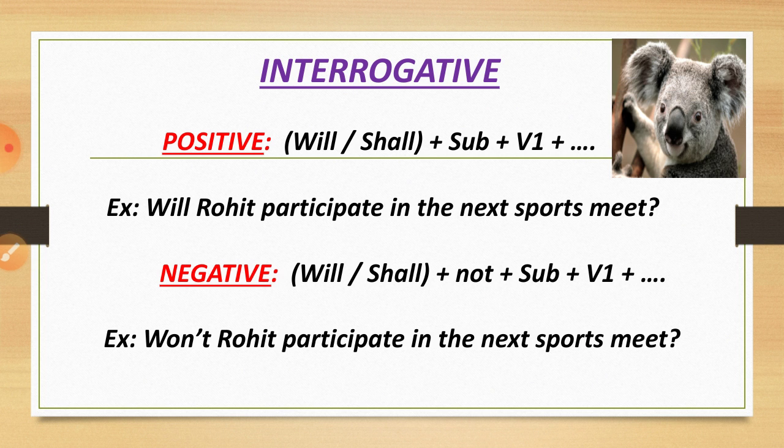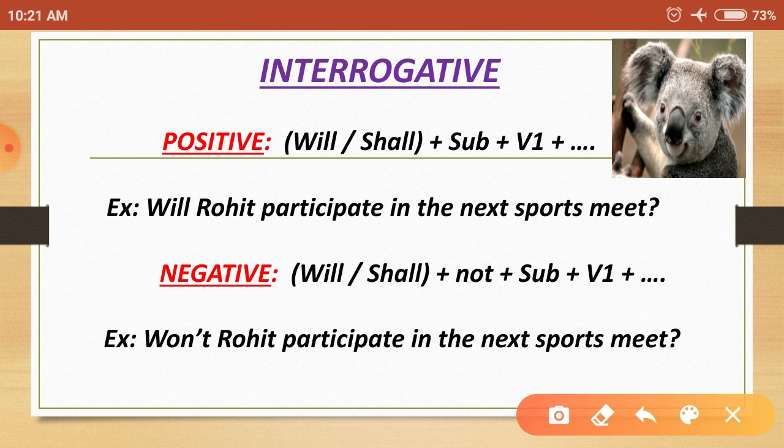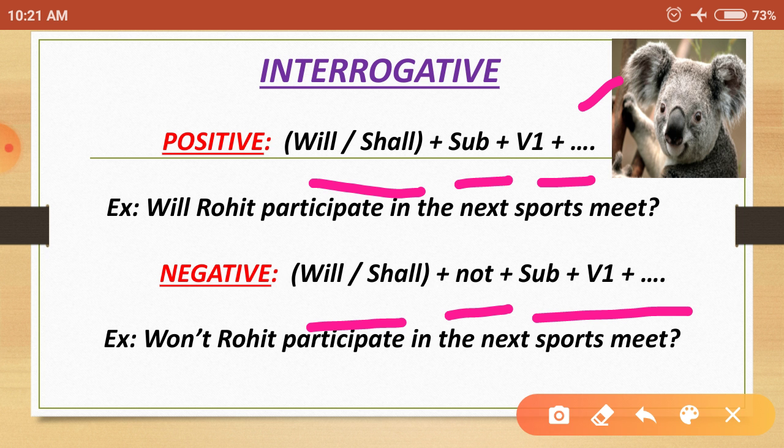And then the interrogative statement. An interrogative sentence asks a direct question and is punctuated at the end with a question mark. Okay. Here we may ask both positive and negative types of questions. For positive questions, the formula is will or shall, subject plus V1 and the remaining part of the sentence. For negative questions, the formula is will or shall, not, subject plus V1.